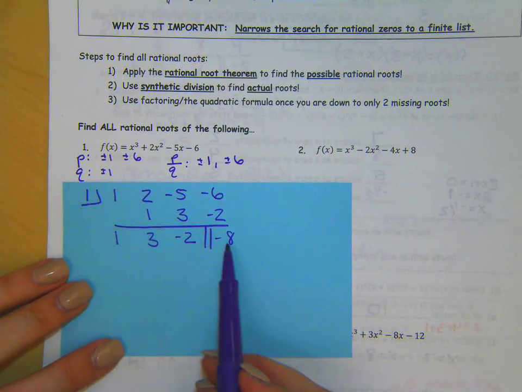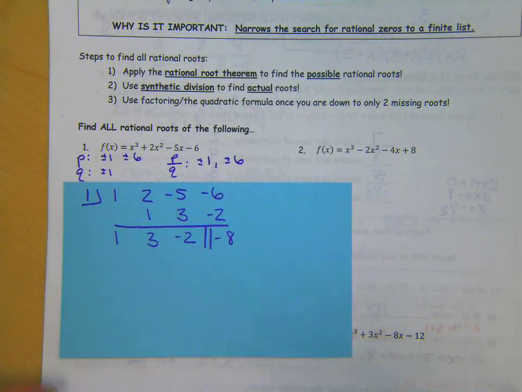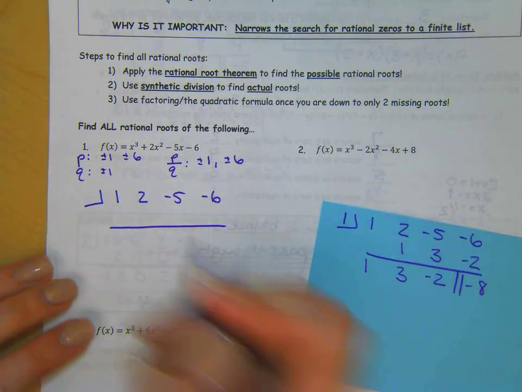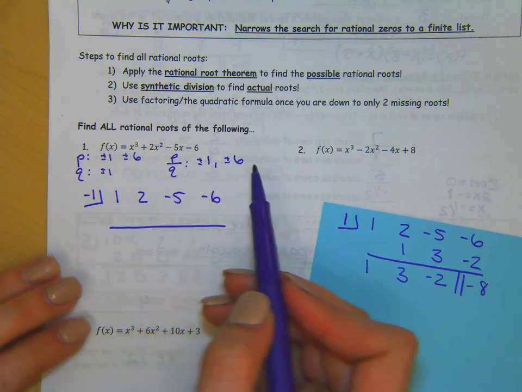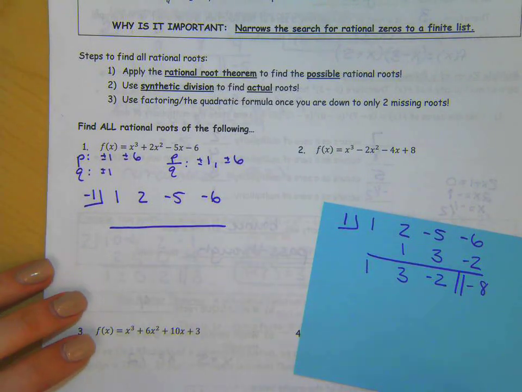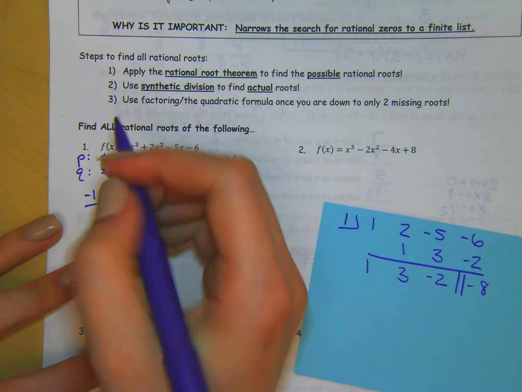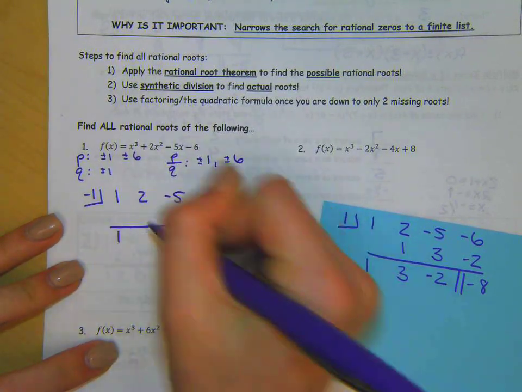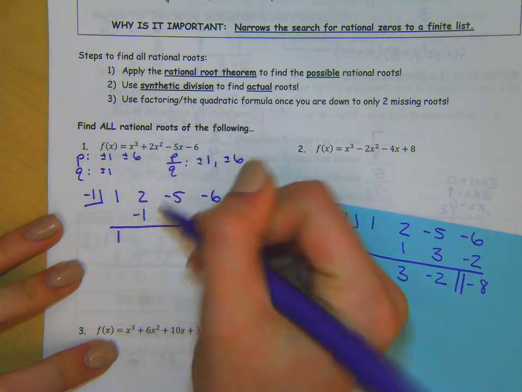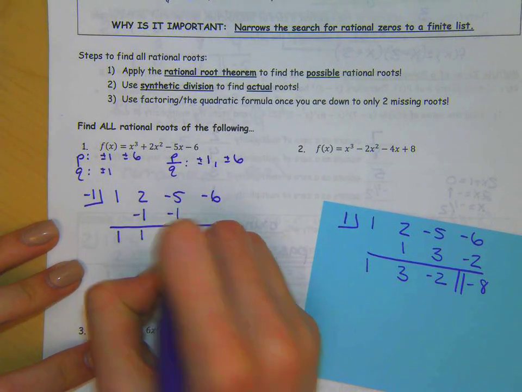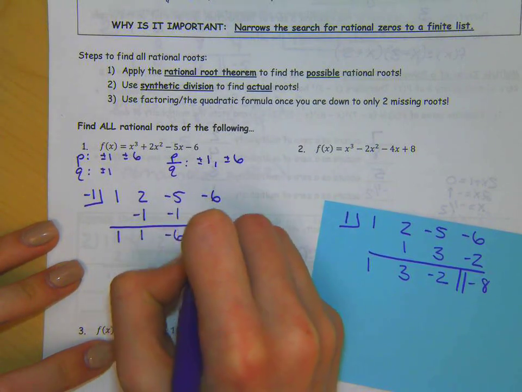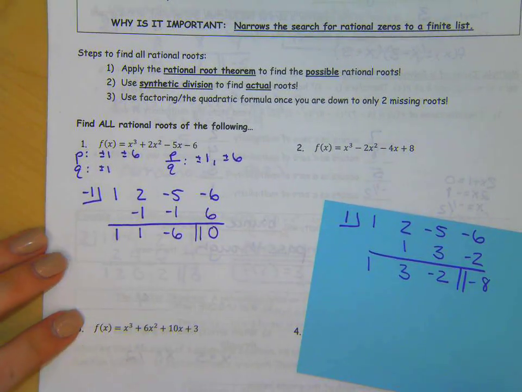It's only a 0 if we have a remainder of 0. So 1 doesn't work. Well, let's try negative 1, okay? I could try positive 6 and negative 6, but for the sake of time, I know that they're not going to work, so I'm going to show you the one that does work. Negative 1. Bring down the 1. Multiply, add, multiply, add, multiply, we get a remainder of 0.